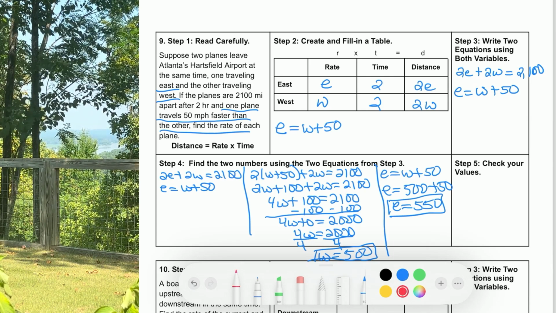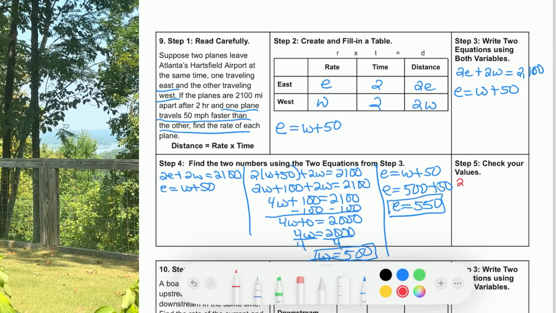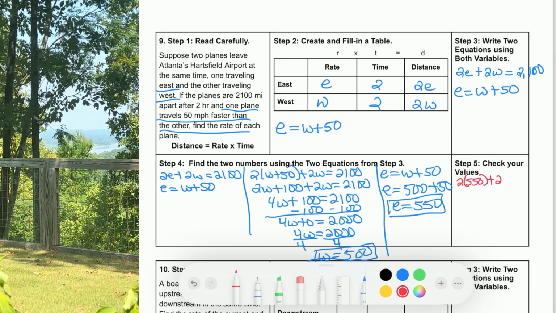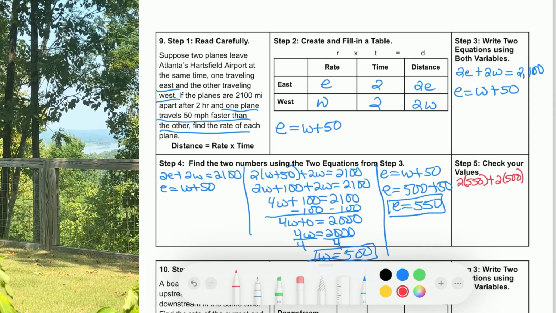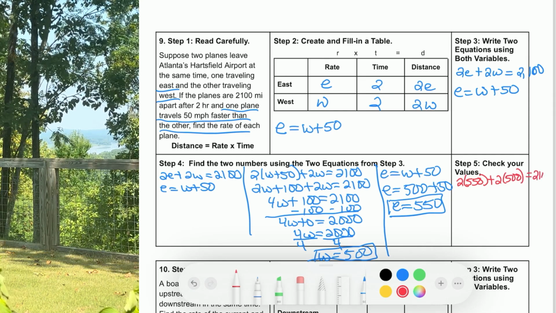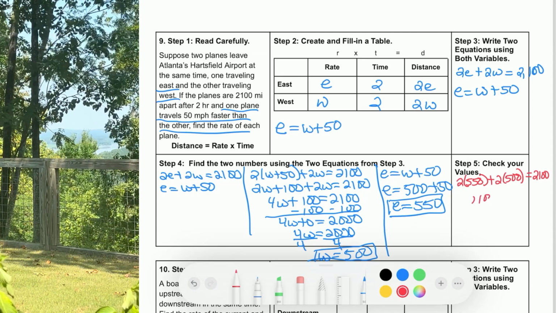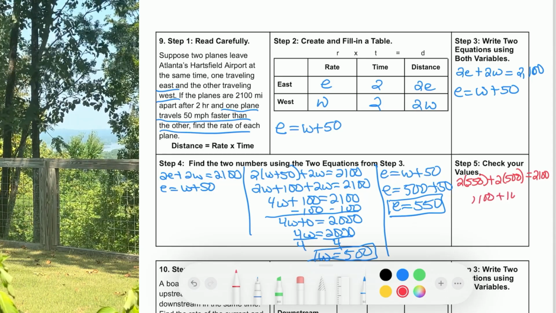So I'm going to use the 2E plus 2W equation. So 2 times 550 plus 2 times 500 equals the 2,100. 2 times 550 is 1,100. 2 times 500 is 1,000.